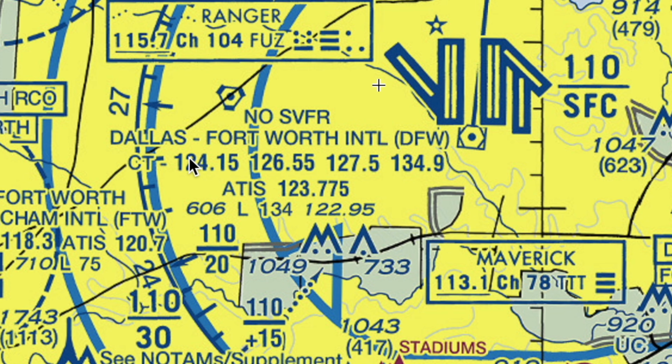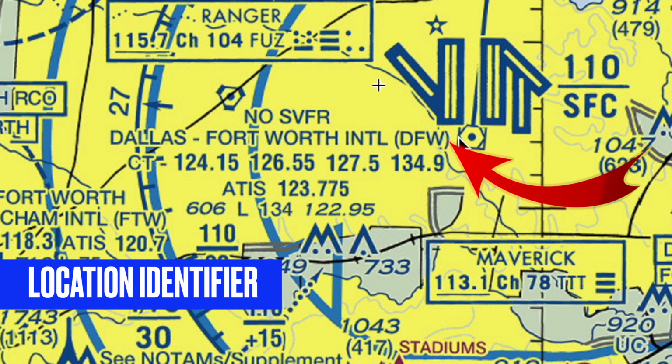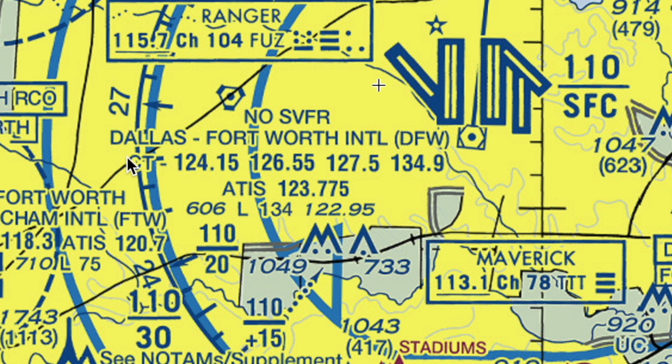Yes, it is. Dallas-Fort Worth International. You can see the airport name is indicated at the very top, and just to the right of that you'll see the abbreviated letters for the airport. This is called the location identifier. Now just so you know, on sectional charts, the location identifier, or LID for short, will typically have a 3-letter code.